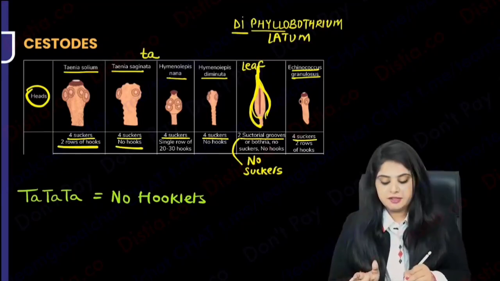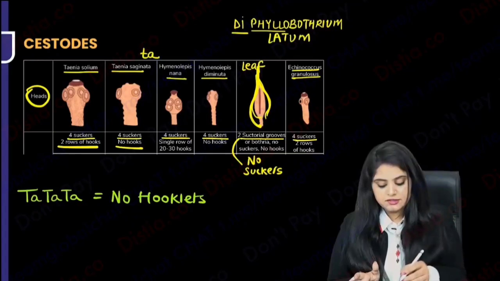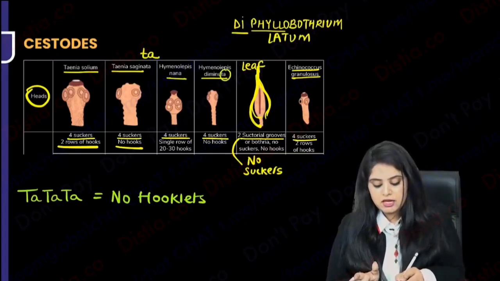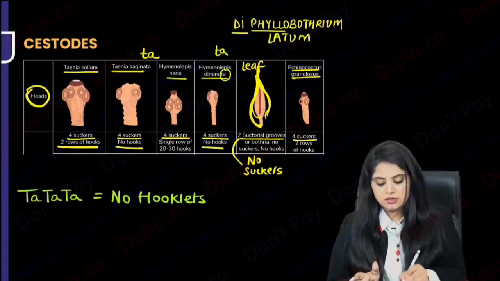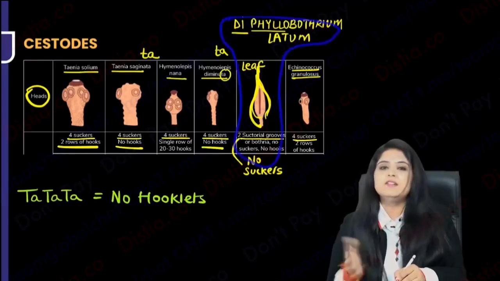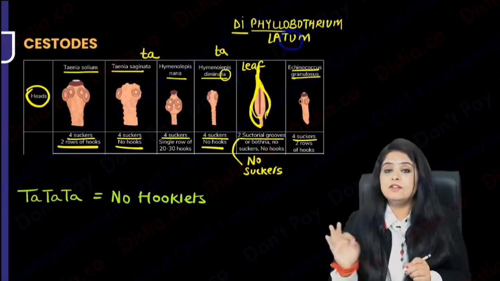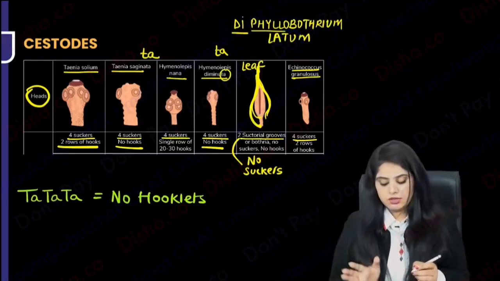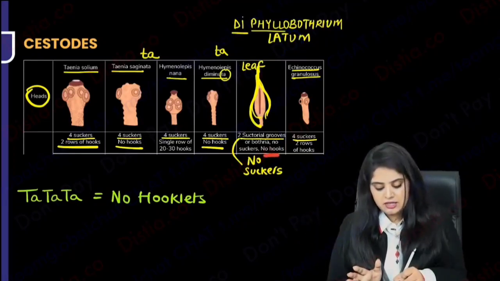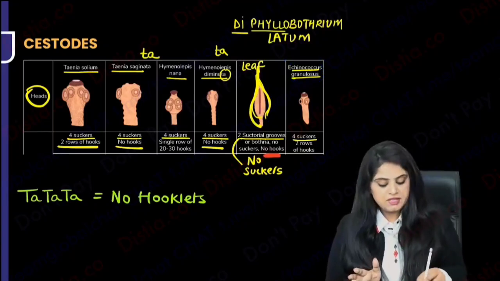But when I say Taenia saginata, do tata to the hooklets. There are no hooklets seen. Then H. nana, there are hooklets, of course. But H. diminuta, again I say tata to the hooklets, so there are no hooklets. Again, Diphyllobothrium latum, this anyway did not have any suckers and hooklets, and anyway this is also lata, so tata to the hooklets. Echinococcus granulosus has hooklets. So simple.